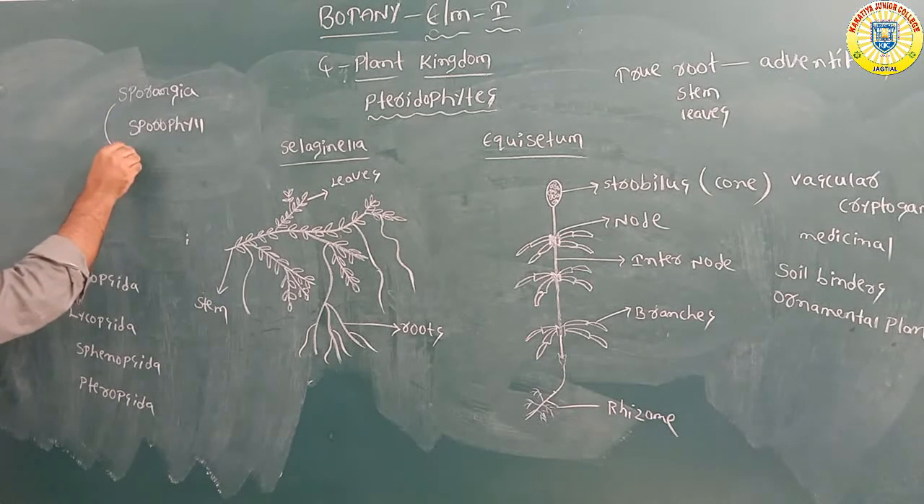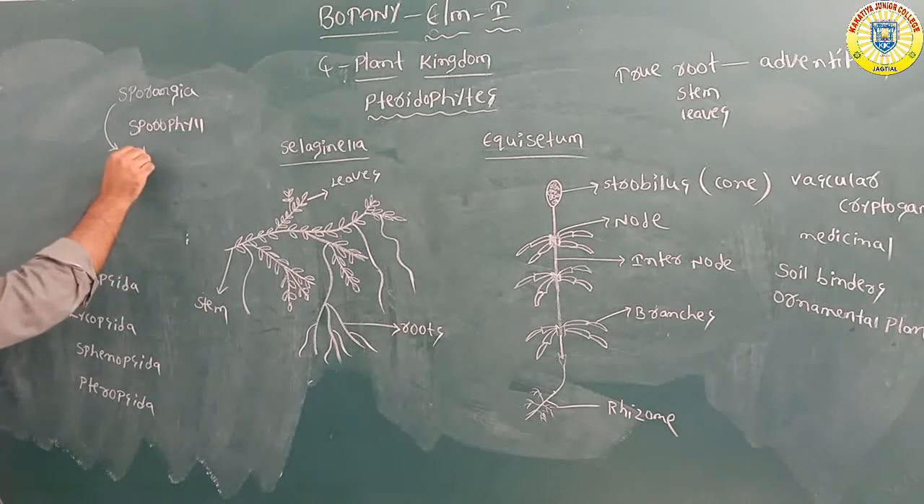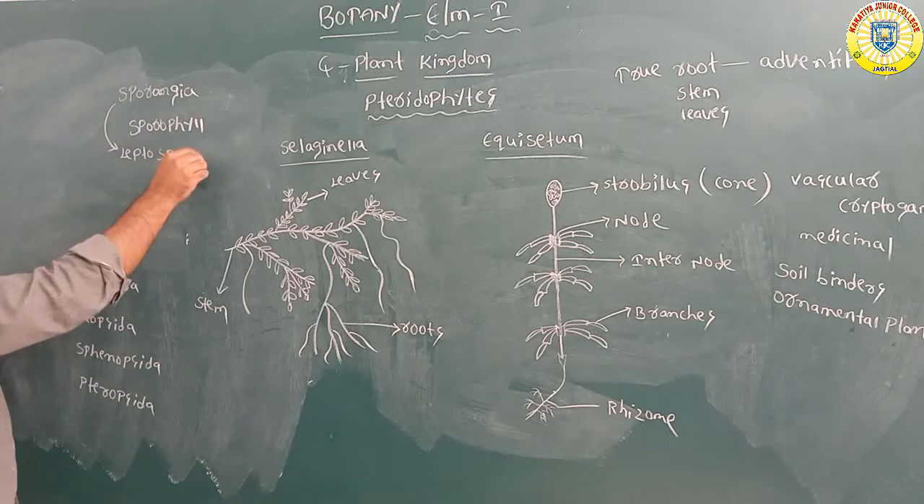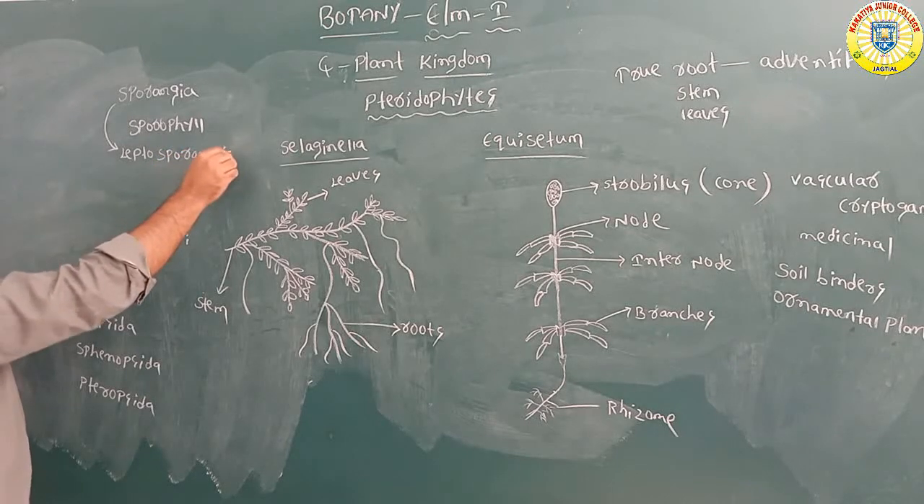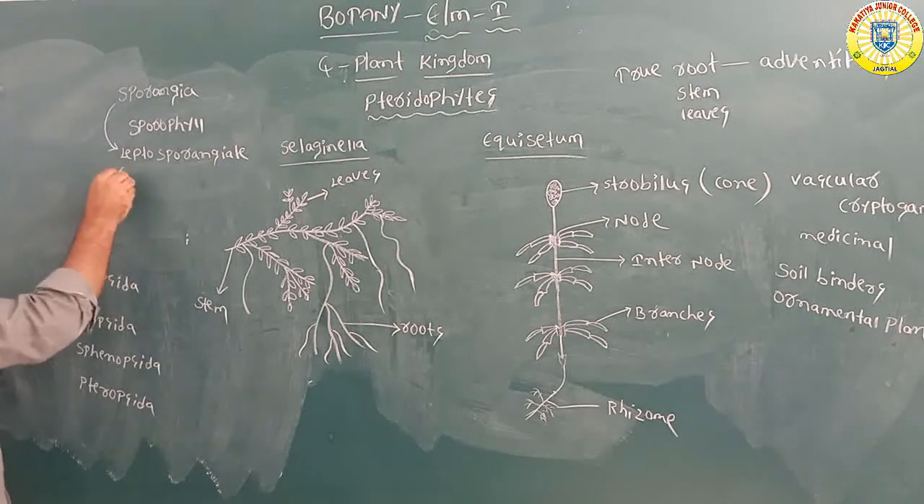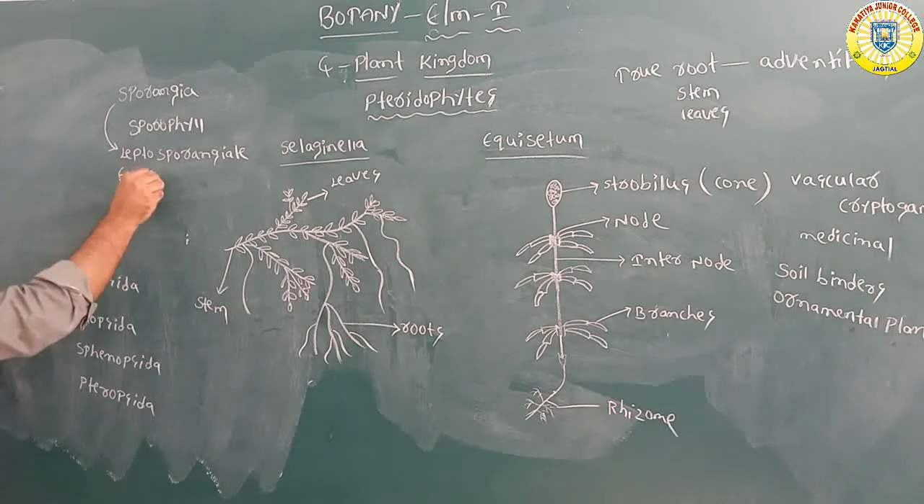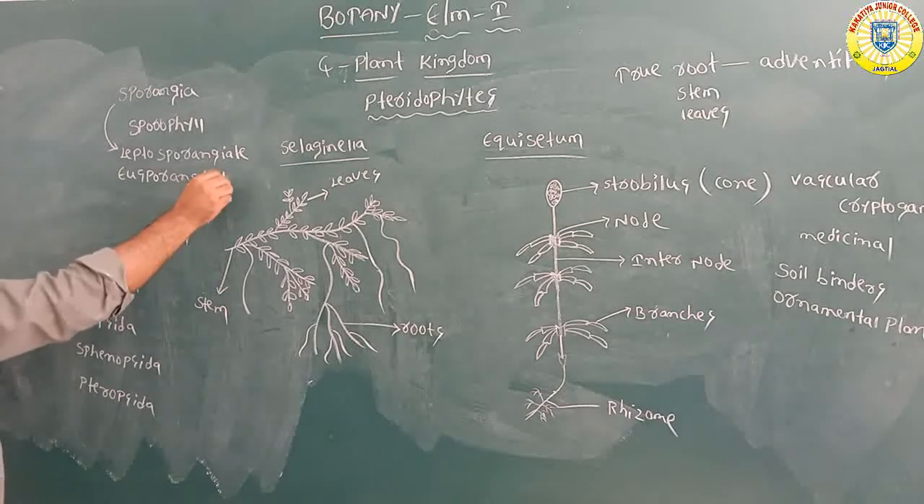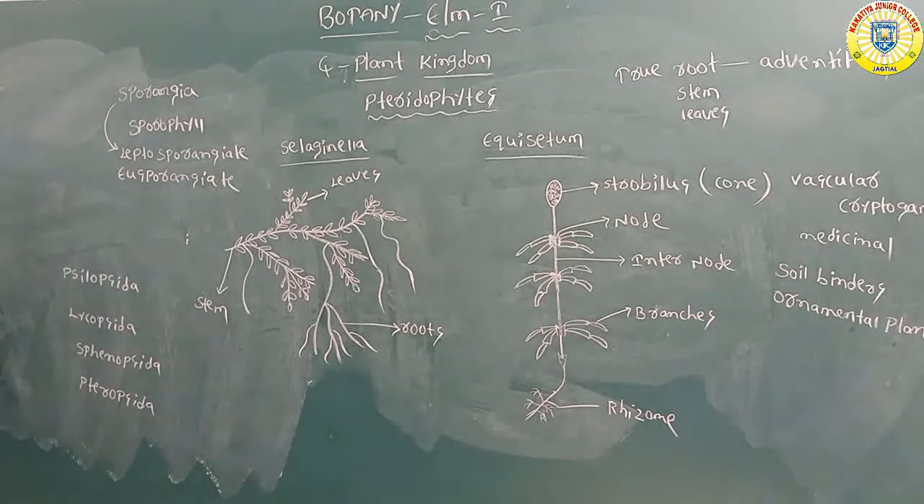One is the leptosporangiate method. Another one is the eusporangiate method. Sporangia develop by two methods: one is leptosporangiate, another one is eusporangiate.